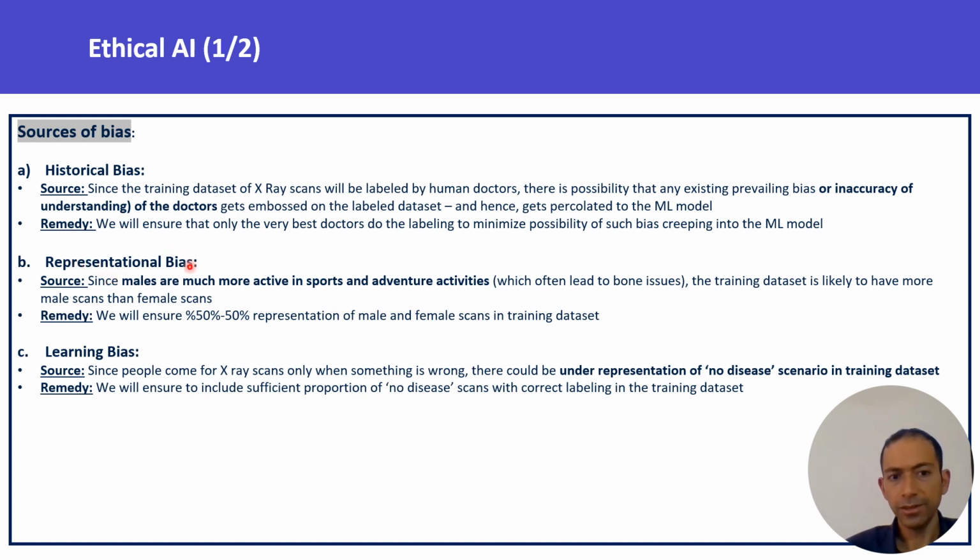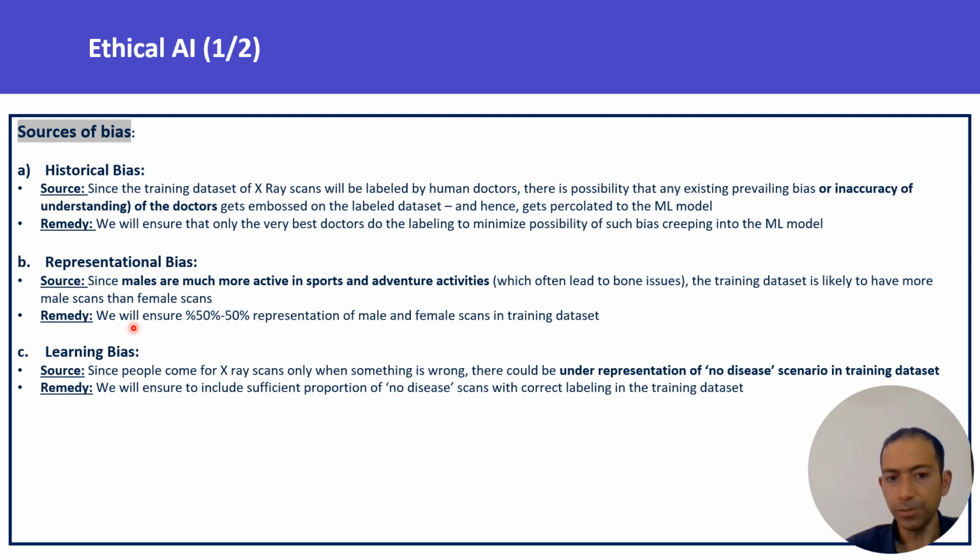Then there could be representational bias, because what happens is males or men are more likely to engage in activities which can cause fracture, joint dislocations, such as adventure sports, driving, paragliding, sailing, etc. And that's why in the training data set, if we take a data set of say 1000 X-ray scans, it could be that 700 of them are from men and only 300 are from females. So what we will try to do is, in the training data set, we'll try to see that there is 50% of scans from males and 50% of females, so that representational bias is not there.